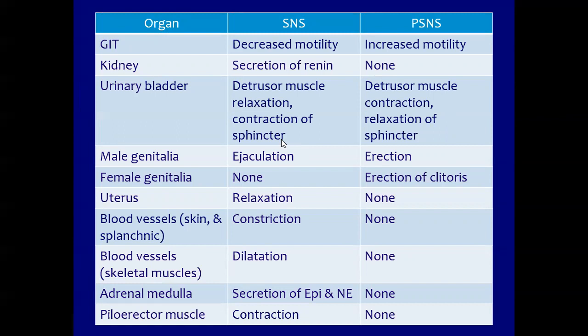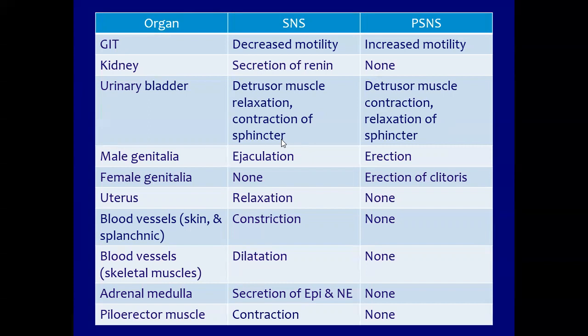Secretion of renin. Same thing with the urinary bladder: relaxation, contraction of the sphincter to retain excreta. Your urination should be stopped. Male genitalia, not active under stressful condition. Uterus relaxation. Blood vessels constriction, because skin and viscera do not require blood during that stressful situation. Alpha 1 receptors are activated during stressful situations.